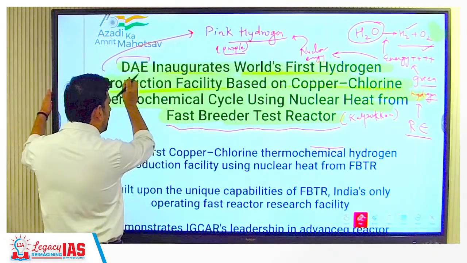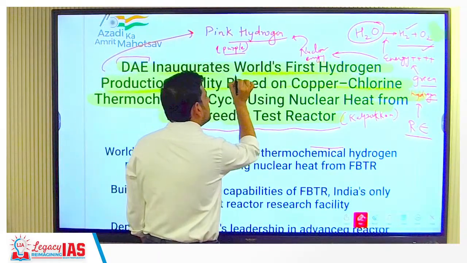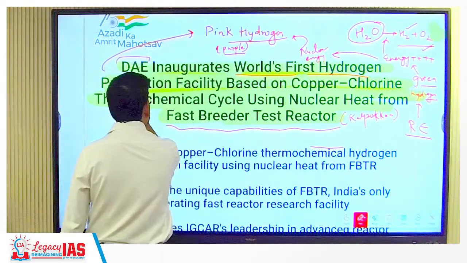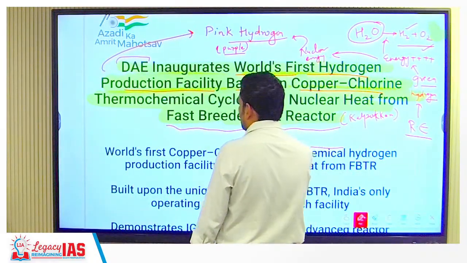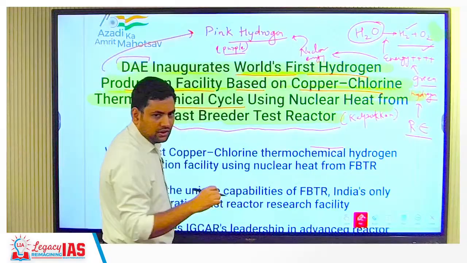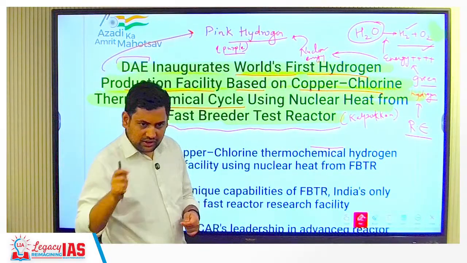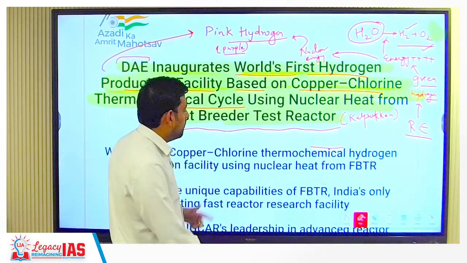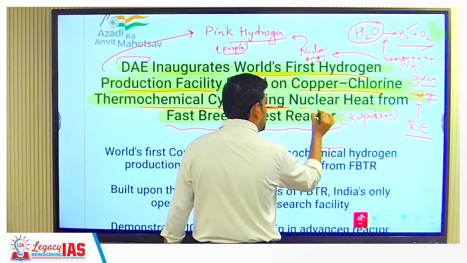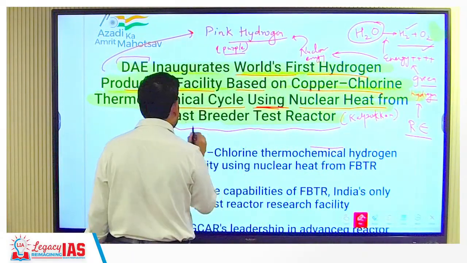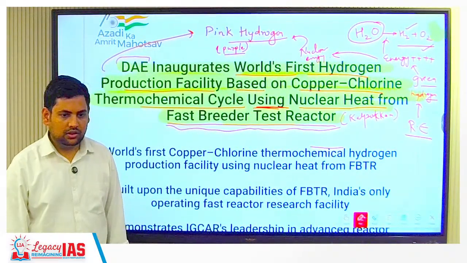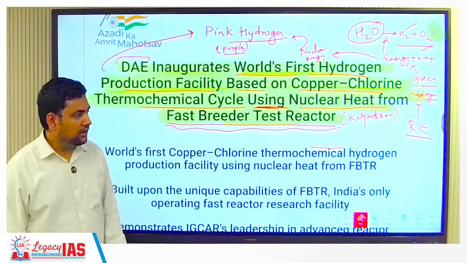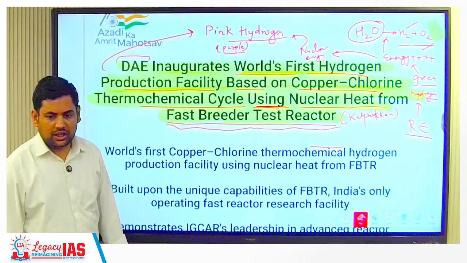Now read this. DAE inaugurates world's first hydrogen production facility, correct, based on copper chlorine thermochemical cycle. Okay, so that is the whole reaction that is going on, copper chlorine. Now using what? Using nuclear heat or nuclear energy from the fast breeder test reactor of Kalpakkam. This is what we have been able to achieve, and that is why this is very important.